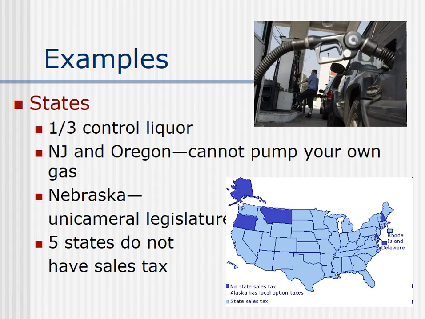So if we want to look at some things that are state level powers, some of those reserve powers, for example, 1/3 of all states control liquor. If you are in Michigan, you can buy liquor if you're above the age of 21 until 2 in the morning. On the other hand, if you're in Minnesota, you can't buy past 10 o'clock.